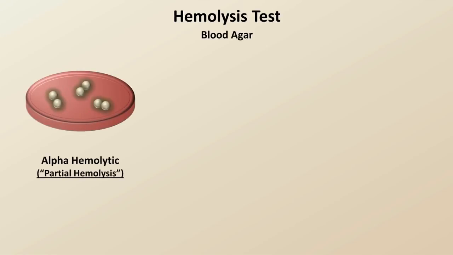Alpha hemolytic strep oxidizes the iron within the hemoglobin molecule to create methemoglobin, which results in a green or occasionally brown discoloration surrounding the colonies on the agar. Although this is sometimes referred to as, quote, partial hemolysis, the red blood cells are in fact still intact. Species which fall into this category are Strep pneumoniae and a pseudotaxonomic category called viridans strep.